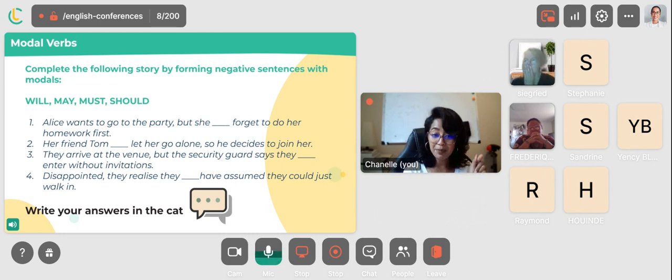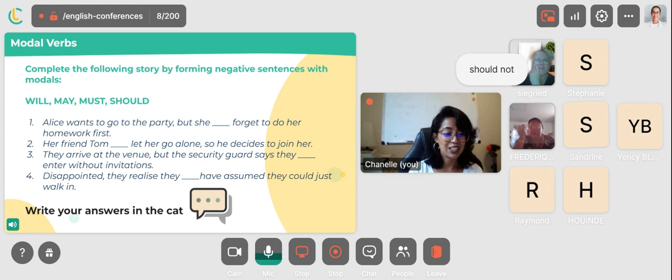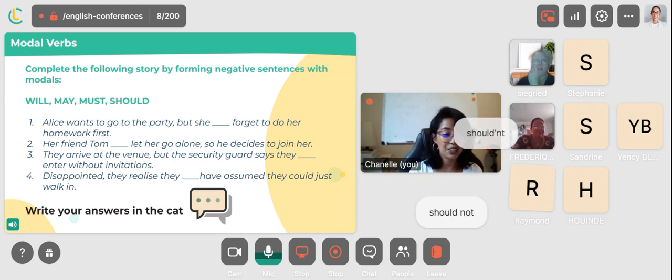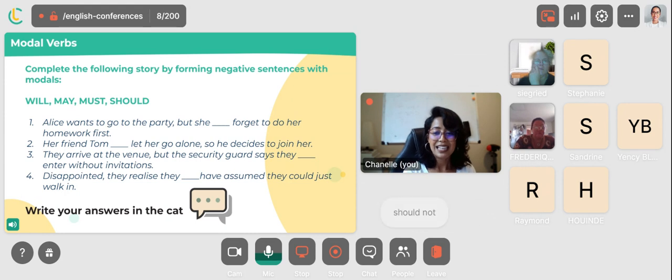Her friend Tom let her go alone, so he decides to join her. So we now need devrait. What is the negative? Thank you, Stephanie. Should not. Thank you, Sandrine. Should not. Raymond, should not. Her friend Tom should not let her go alone, so he decides to join her.